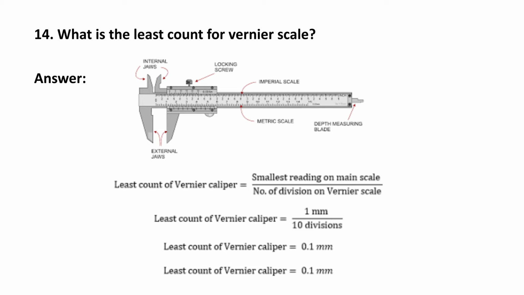Now the question is, what is the least count for a vernier caliper? There is a formula for calculating the least count of a vernier caliper, and it is equal to the smallest reading on the main scale divided by the number of divisions on the vernier scale. The smallest reading on the main scale is 1 mm, and the number of divisions on the vernier scale is 10. So 1 divided by 10 will give you 0.1 mm.